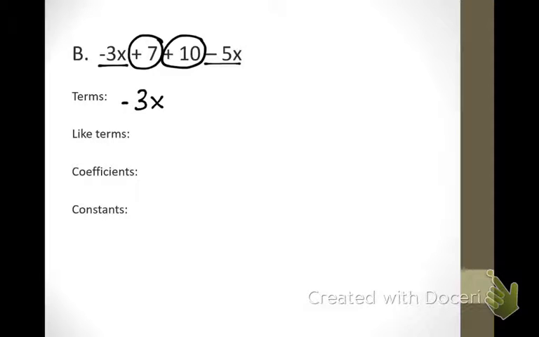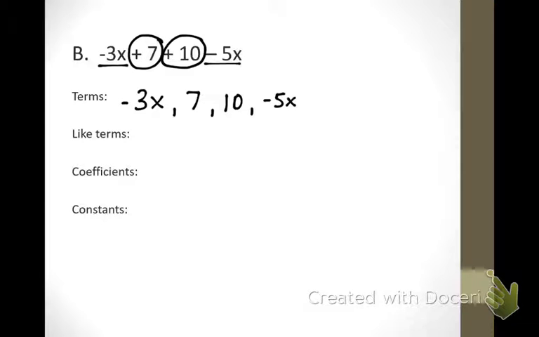Michaela, what's the next thing that you see right next door to the -3x? 7. A 7. Write down the 7. What else? What other terms do you see, Michaela? 10. A 10. And the final term? -5x. Very good. All she did was she identified the different parts that we're adding and subtracting together.